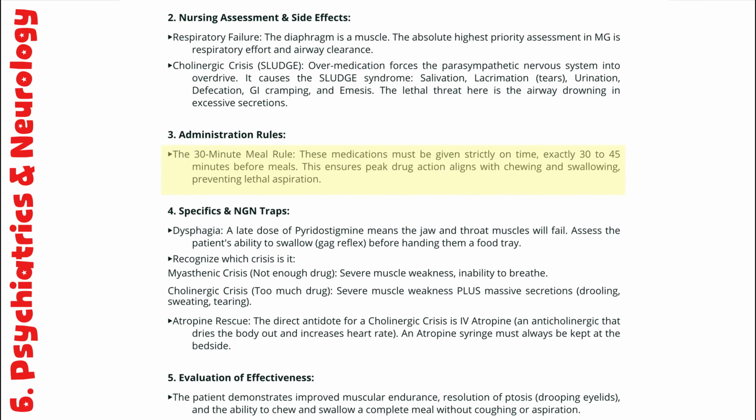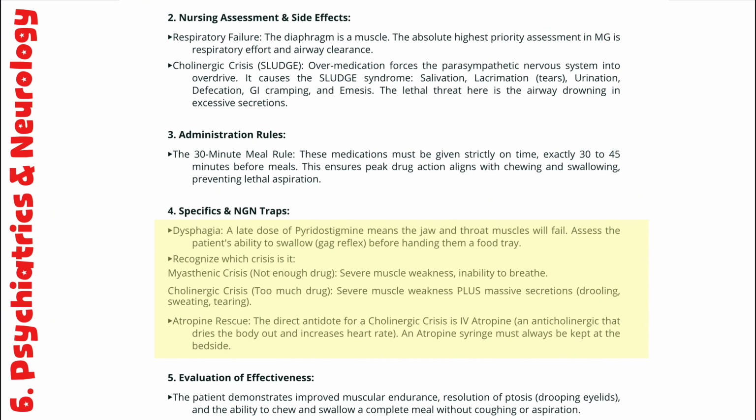The 30-minute meal rule is absolute. Pyridostigmine goes 30 to 45 minutes before meals, so peak drug strength lines up with chewing and swallowing. A late dose means the jaw and throat muscles can fail mid-meal. Always check swallowability before the tray even arrives.